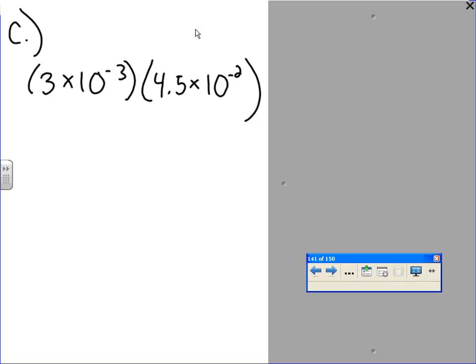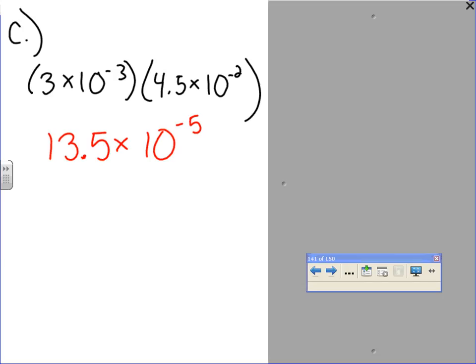All right, first thing, take 3 times 4.5. What is 3 times 4.5? Annalise? Good. Times, what is 10 going to be? 10 to the what? Annalise? Good. What's wrong with this one? That was not wrong with the other two. Put your hand up when you realize what's wrong. This is not correct.